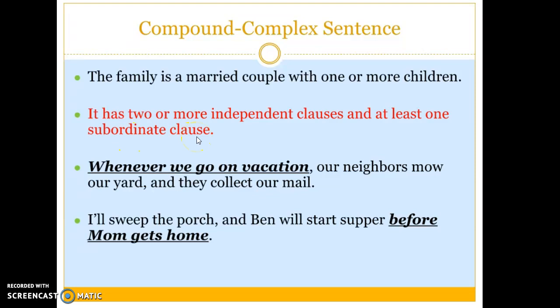Here are some examples. Whenever we go on vacation, well, that has to be my subordinate clause because I can never put a period here and say that that could live on its own. So it needs adults. Let's see how many adults we have. Our neighbors mow our yard. There's an adult. Ooh, look, comma, and because they're married together. They collect our mail. Another complete thought, another independent clause. So we have a married couple with a kid.